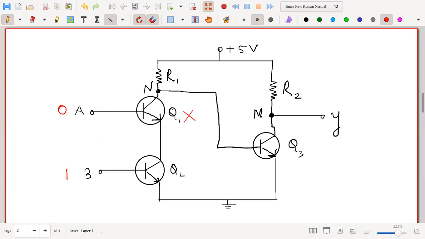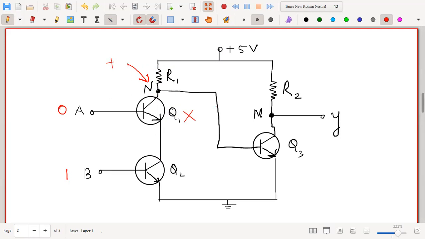Even though the transistor Q2 is working, it is meaningless. If the transistor Q1 doesn't work, no current will flow through this one. This Q2 will not get any current. So Q1 will not work. Since the current cannot flow from here to the ground, whatever is this potential, it will appear across this point N. Current is not flowing, so the point N will be driven to this positive potential.